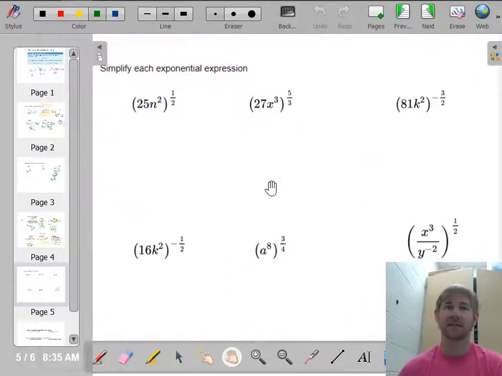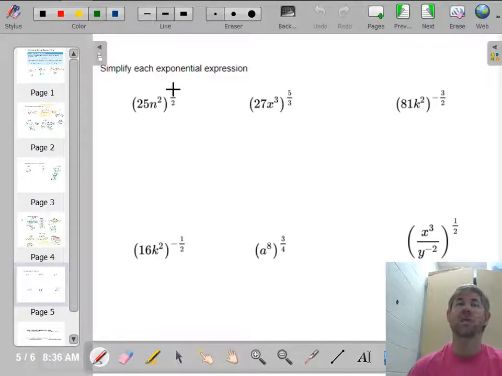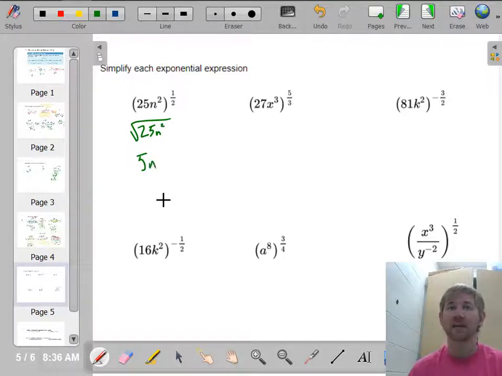Now let's see if we can simplify exponential expressions. Probably you might want to just treat them the same way and write them as a radical. So if I take this guy and write it as a radical, this is 1/2, so this is the square root of 25n squared. Now, you might be able to do this one in your head because 25 is a perfect square. The square root of 25 is 5. The square root of n squared is n. So this is just 5n.